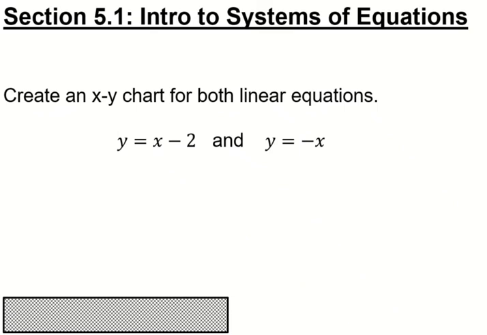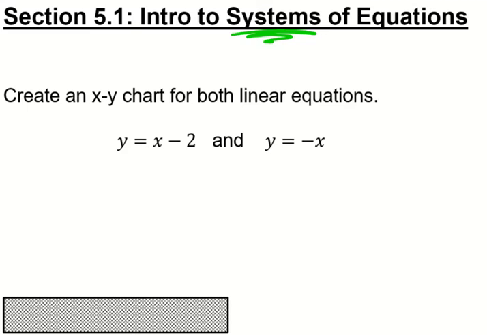Alright gang, this is section 5.1. Definitely changing gears from 5.0. 5.0 was obviously about scatter plots and the lines of best fit that go along with those scatter plots. But here we're going to be talking about systems of equations. Okay? And this is just an intro to systems of equations, I suppose.